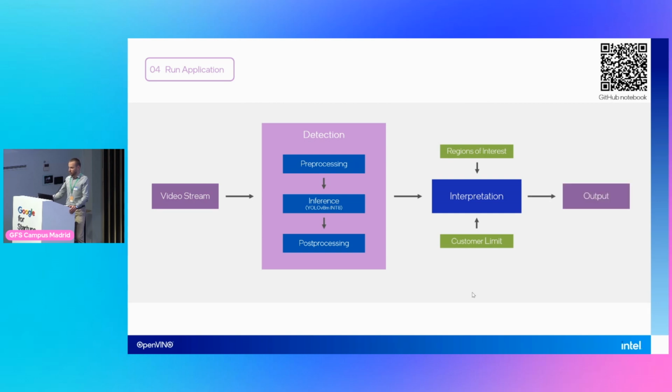And after that, we have some kind of output. In this case, we will have an output stream, so we will see all detections on the image. However, you can have any kind of output. So, for example, you can generate some alerts or database records, whatever you prefer.